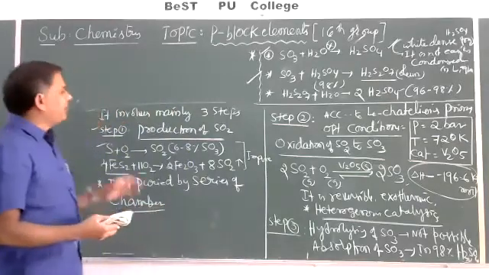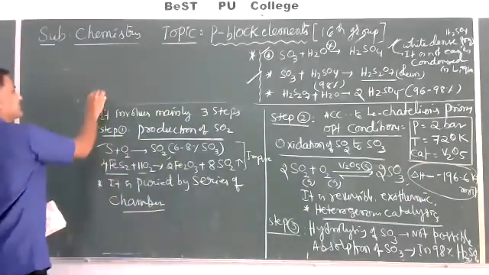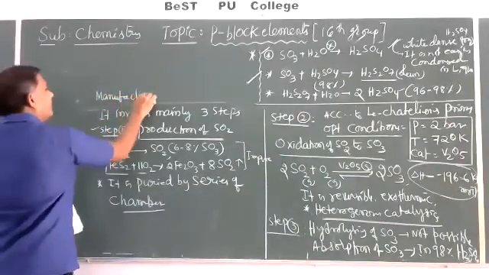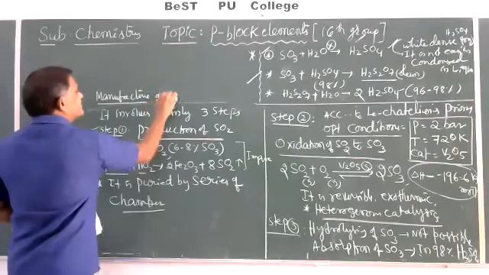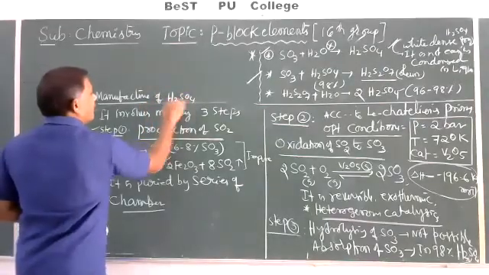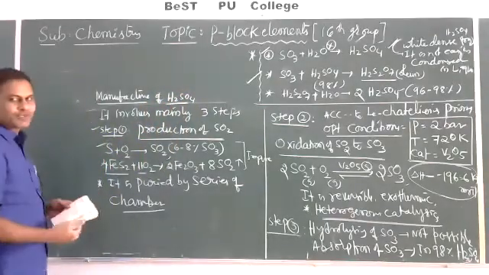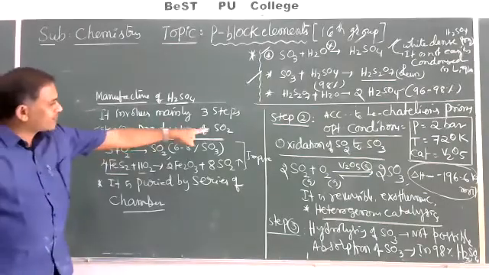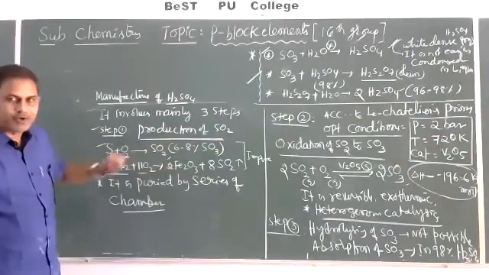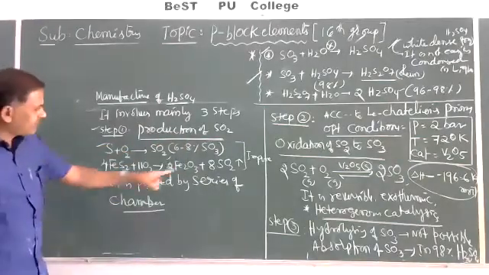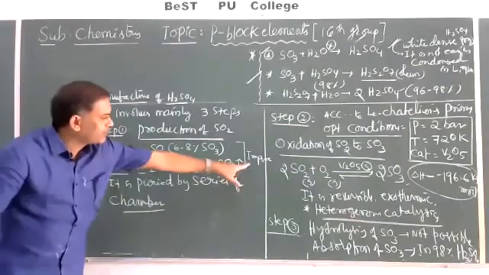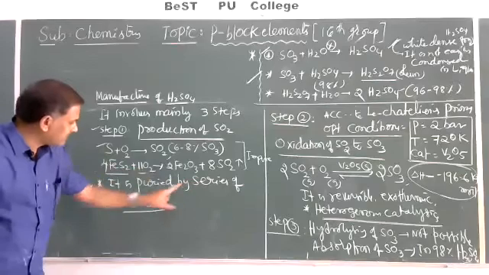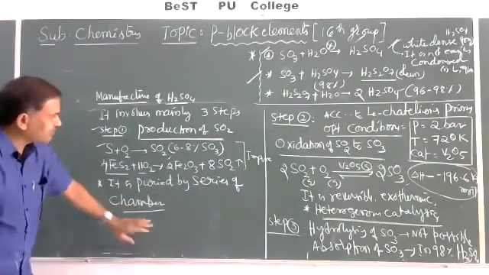See here, manufacture of sulfuric acid. The manufacture of sulfuric acid H2SO4 involves the following three important steps. Step 1 is production of sulfur dioxide. By using these two methods we can produce it. Then the obtained sulfur dioxide is not pure, that is impure. That's why that impure sulfur dioxide is purified by a series of chambers. I'll explain here, the diagram is there.